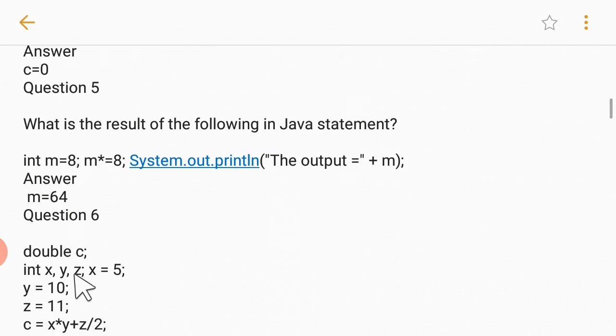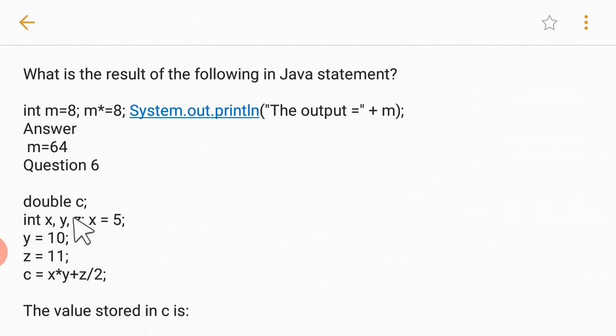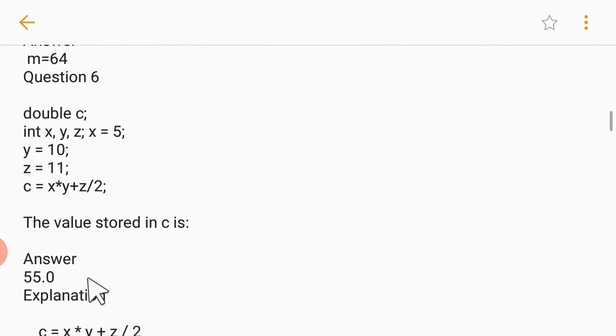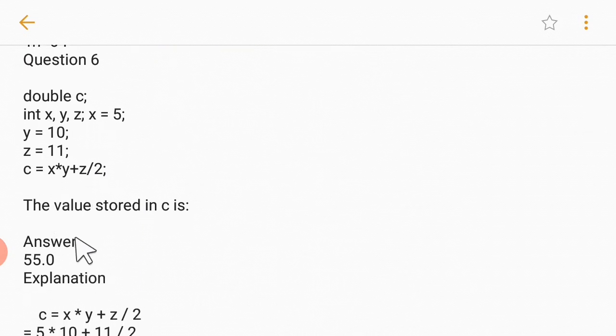Now after that question number 6. Students, we have double int x, y, z. x is having the value 5, so x is initialized with the value 5. Then y is having 10. z is having 11. So x is 5, y is 10, z is 11. Now x * y + z. Alright. x * y + z. So what will be here?